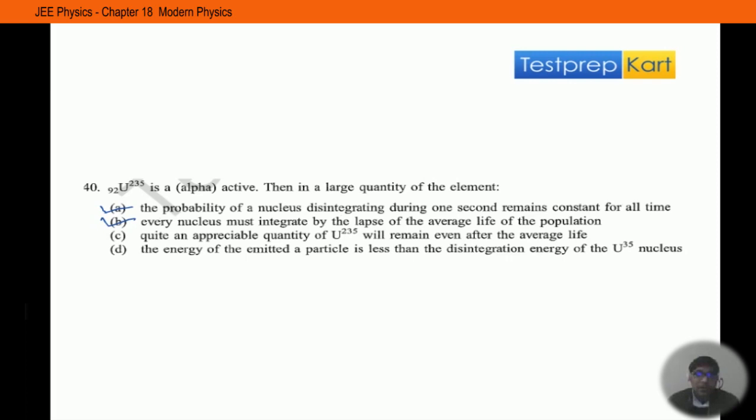Next, quite an appreciable quantity of uranium-235 will remain even after the average life. It is not correct, because after the average life, there will be a very small amount remaining. Next, the energy of the emitted particle is less than the disintegration energy of the uranium-235 nucleus. Right.